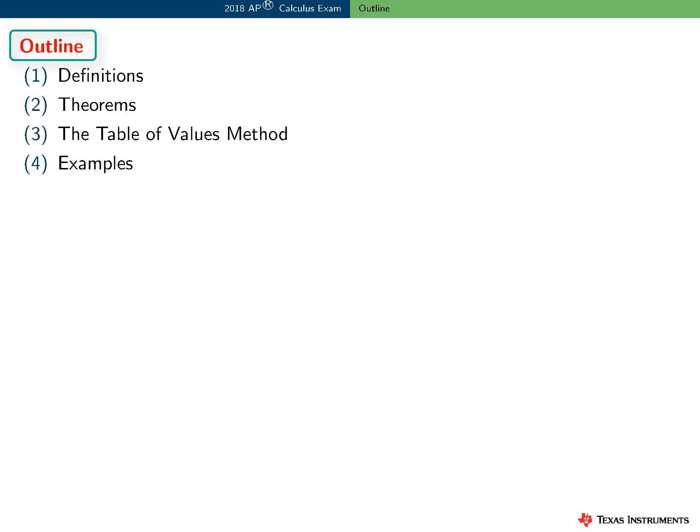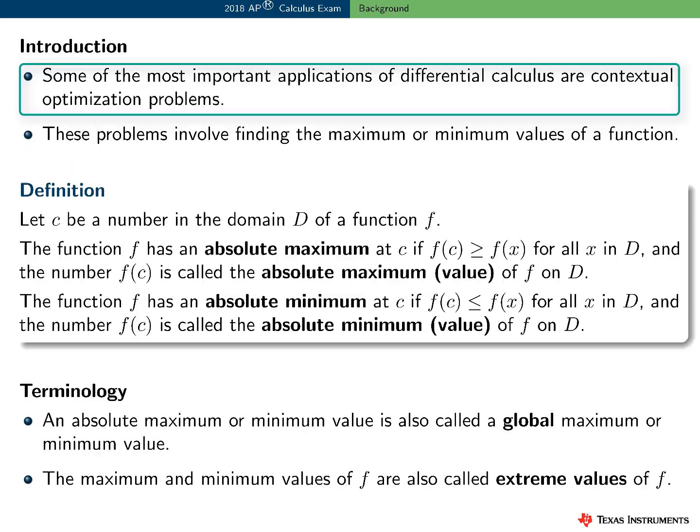Here's an outline of the information presented in this video. I'll begin by briefly reviewing some relevant definitions involving absolute and relative extrema and critical values. Then I'll review a few relevant theorems, including the extreme value theorem and Fermat's Theorem. Then I'll present the table of values method. And finally, I'll try a few examples.